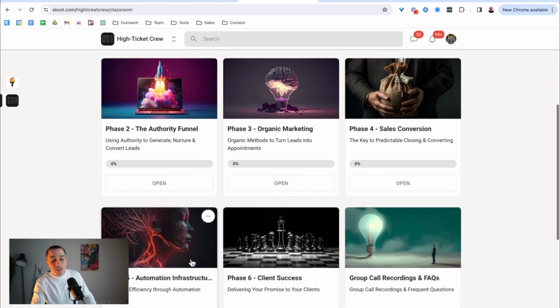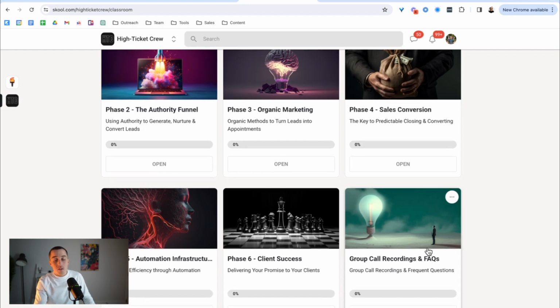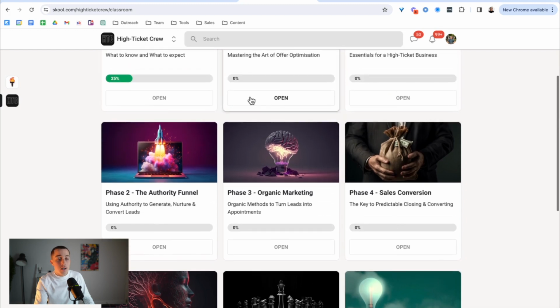We've also got automation infrastructure where I show you how to automate the business, not only by hiring a team, but other means as well. And then we've got client success on how to deliver your promise to your clients. Now, not only that, we also have group calls every single week. If for whatever reason you can't make it to a group call, we've got all the recordings in one place that you can obviously go over in your own spare time. That's basically the program.